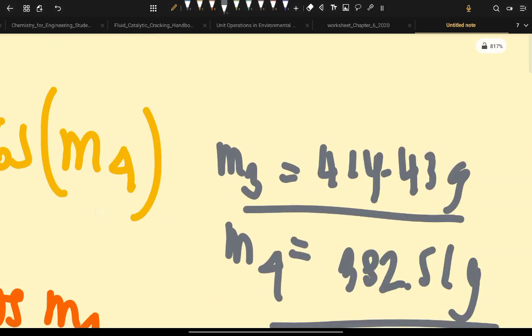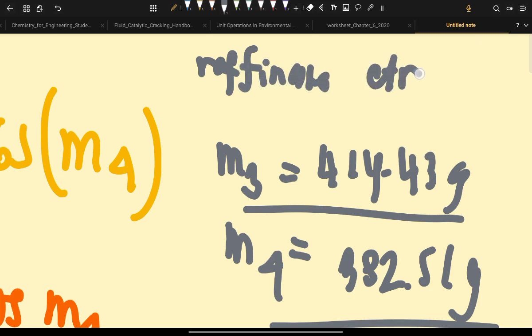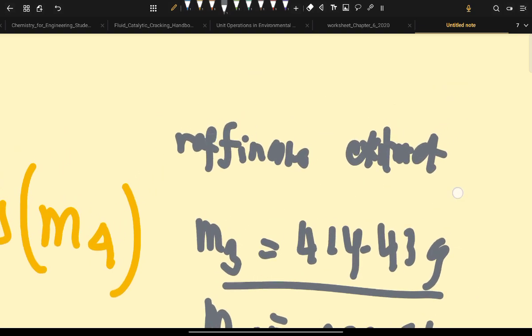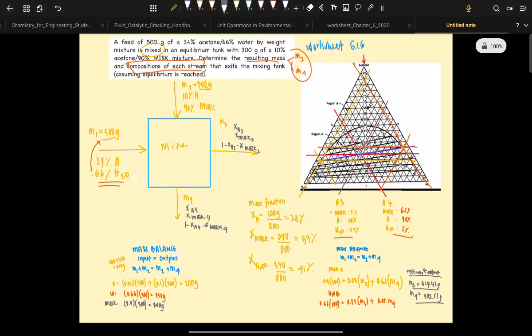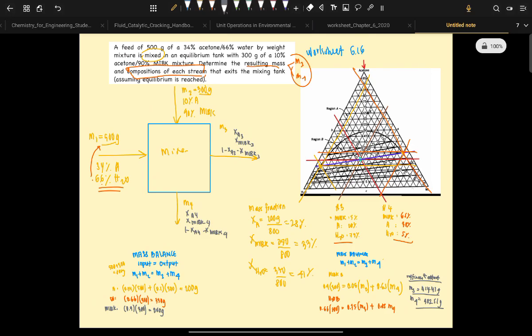Actually, we have the raffinate. The terms are raffinate, and the other one is extract. I think you will learn in unit operations in detail. So this is the step for the worksheet of 6.16.